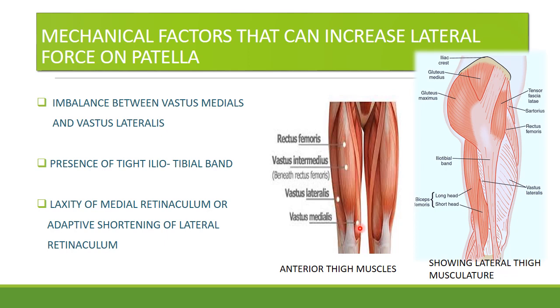So when the medialis muscle is weaker and the lateralis becomes powerful, then it gives rise to the patella shifting towards the lateral side. Presence of a tight iliotibial band. The iliotibial band, we all know, is situated on the lateral side. So again, when this lateral band gets tighter, it starts pulling the patella towards the lateral side, again giving rise to an increase in the Q angle.